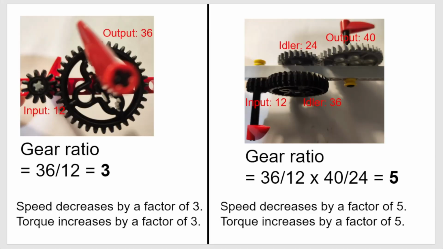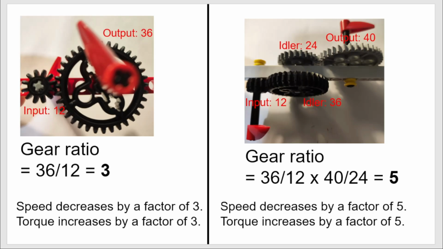Now we're going to look at the main use of compound gear trains, and that is the gear ratio. Just notice on the left we've got a simple gear train. The gear ratio in that case is 3, so speed decreases by a factor of 3 and torque will increase by a factor of 3. That's one of the bigger gear ratios you can have with a simple gear train. If we look on the right, we've got a compound gear train. In this case, we divide the gear train into two parts, find the gear ratio of each part, and then multiply the gear ratios. As you can see, we've got 36 over 12 times 40 over 24, which is 5. So speed will decrease by a factor of 5, and torque will increase by a factor of 5.